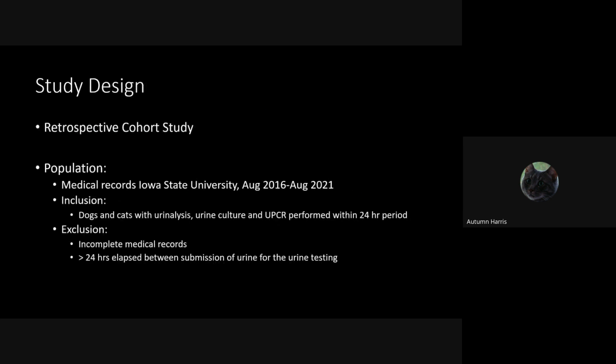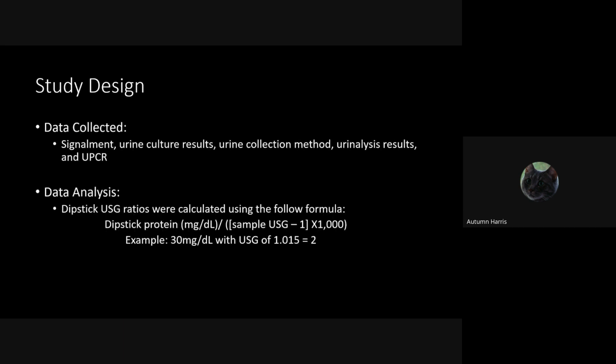So this was a retrospective cohort study that went back, and the population used for this study were medical records from Iowa State University between August 2016 to August 2021. They included dogs and cats that had a urinalysis, urine culture, and UPC performed, where all of those tests had to be performed within a 24-hour period. They excluded patients that had incomplete medical records or greater than 24 hours between submission of any of those urine tests. The data that they collected included signalment, urine culture results, urine collection method, urinalysis results, and the UPC.